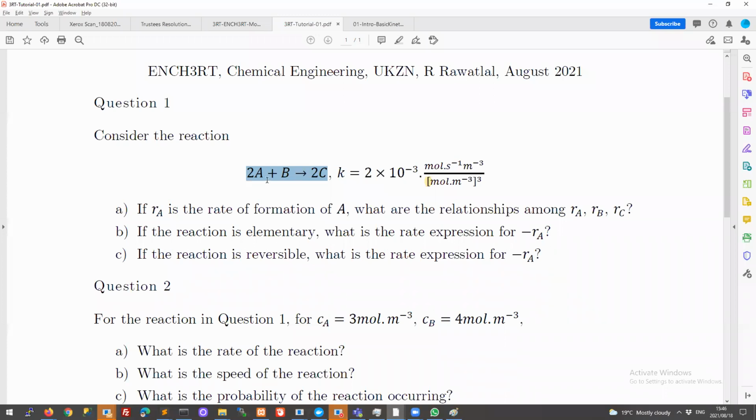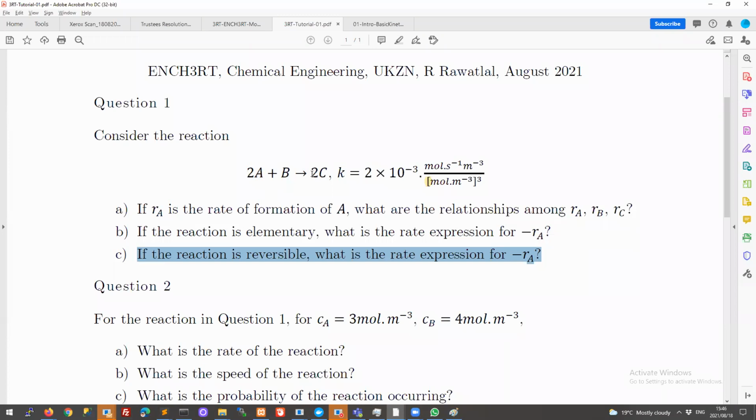So it's not the case that even if you are given the reaction expression, you can assume that it's an elementary reaction. It's extra information. So you have to be told the reaction is elementary. So that's why it's written in this way. If the reaction is elementary, what's the rate expression for RA? Then C here says, if it's reversible, then what's the rate expression?